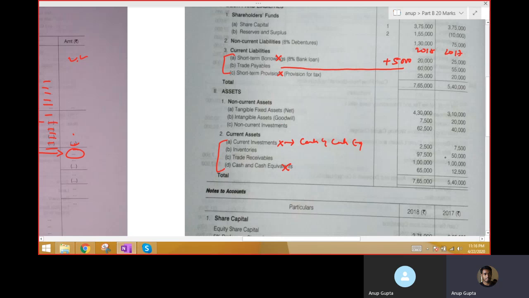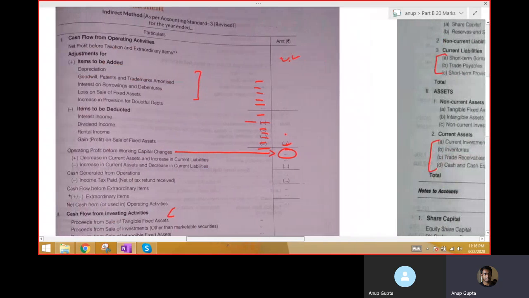Fine. So inventory, you see how much is the inventory? It was 50,000 and now it is 97,500. That means there is an increase in the value of inventory of 47,500. Trade receivable was 1 lakh and it is 1 lakh, so there is no change. Now how to do the adjustment, sir? Very good.